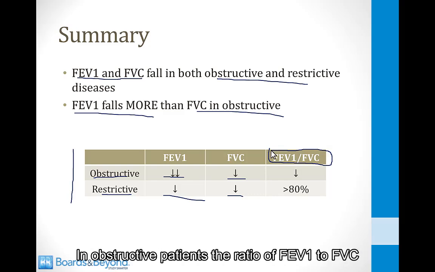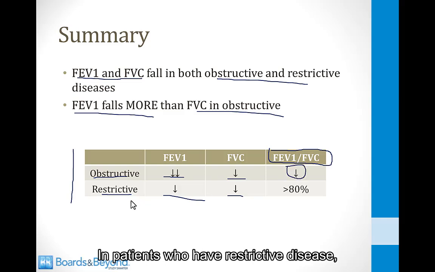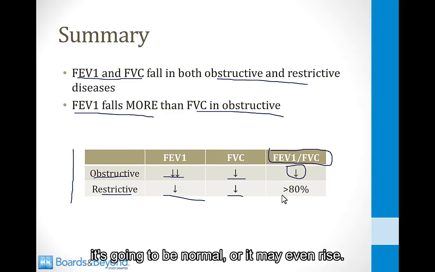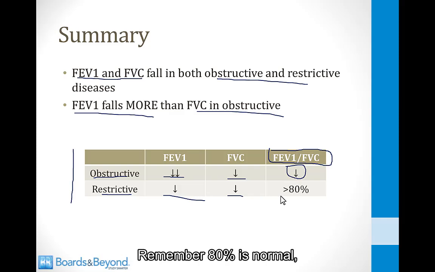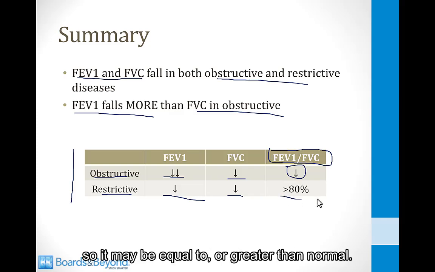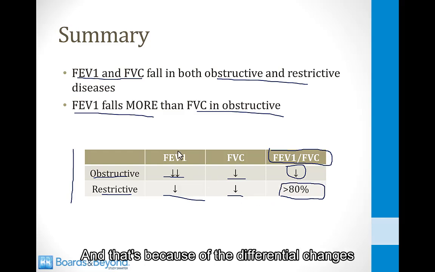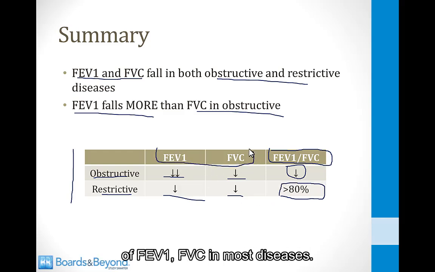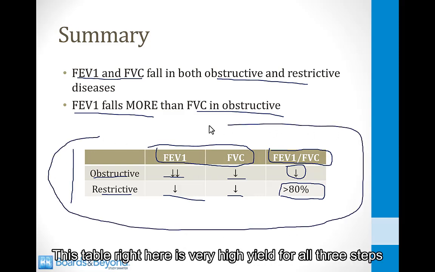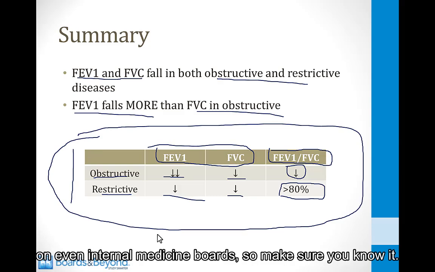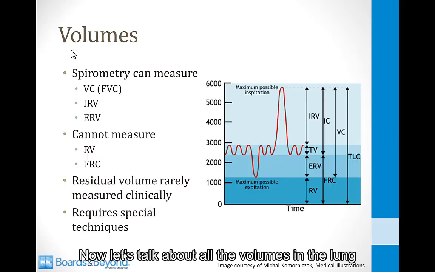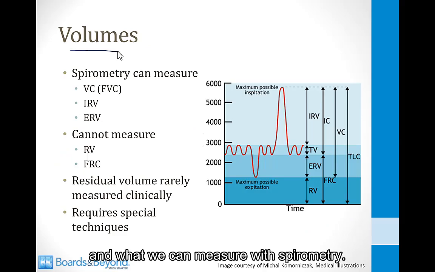In obstructive patients, the ratio of FEV1 to FVC is going to fall. In patients who have restrictive disease, it's going to be normal, or it may even rise. Remember, 80% is normal, so it may be equal to or greater than normal. And that's because of the differential changes of FEV1 and FVC in most diseases. This table right here is very high yield for all three steps and even internal medicine boards, so make sure you know it. Now let's talk about all the volumes in the lung and what we can measure with spirometry.